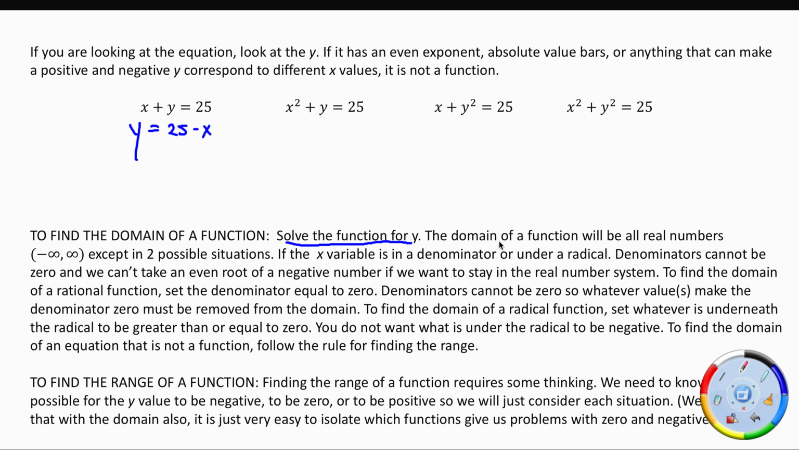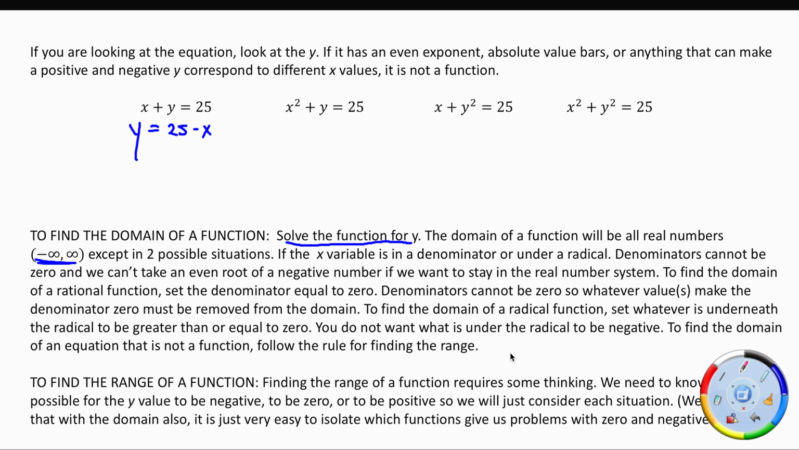Now, the domain of a function is all real numbers, except in two possible situations. Technically three, but that'll come way later. Two possible situations. And that is if I have a denominator with an x in it or a radical with an x under it. Denominators cannot be zero, so that gives us a problem. And you can't take an even root of a negative number if you want to stay in the real number system. So that's another problem.